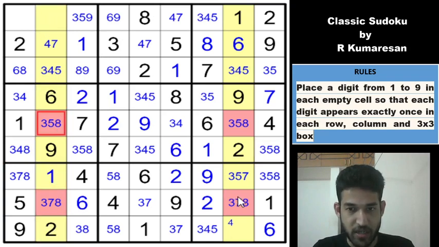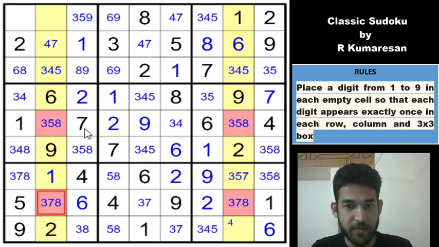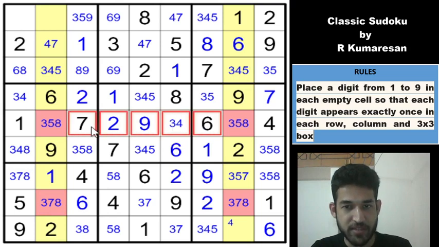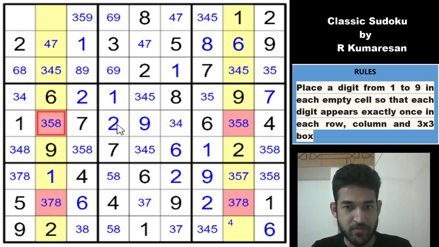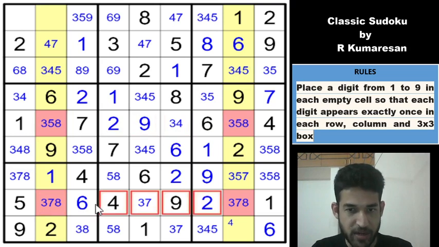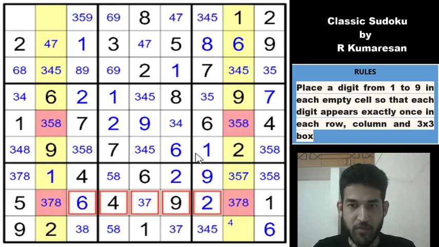So 8 goes here. We have already seen what happens if the 8 is here. I actually forgot to add a little bit. You can also eliminate the 8 from these cells, right? Because 8 is in one of these cells, so 8 could be eliminated here. That is just an obvious thing to see.